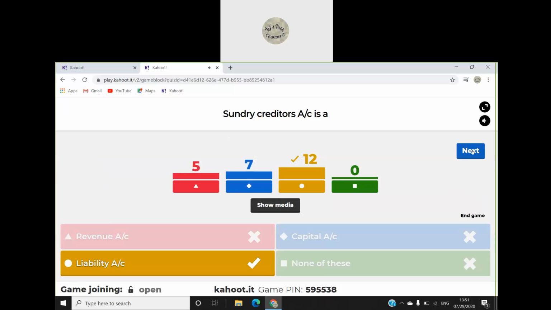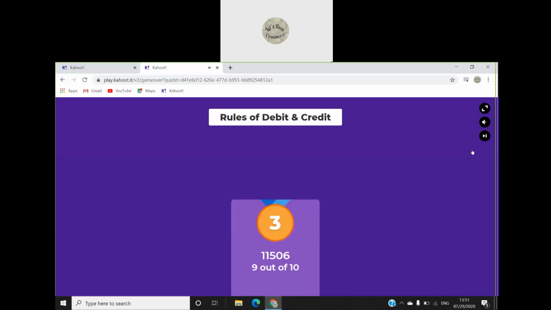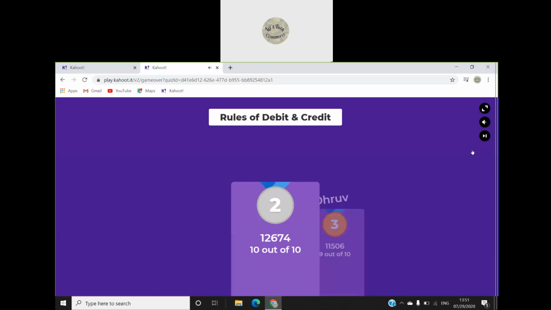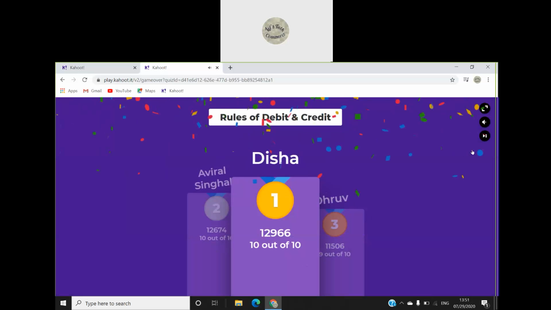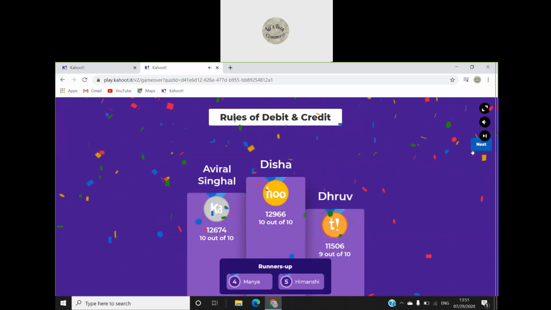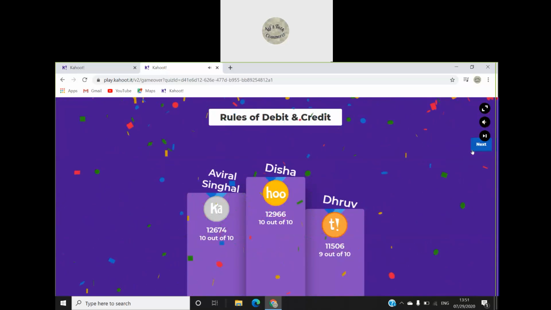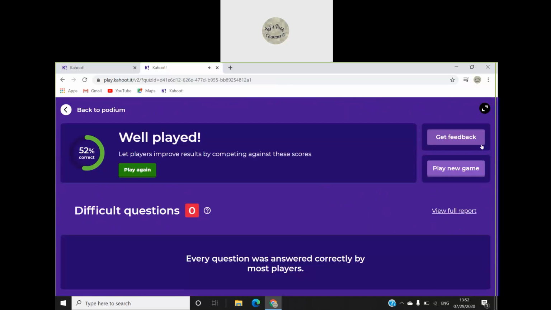I'm going to the podium before it ends. The meeting ends. Yes, we have the podium, and Dhruv is on third. Congratulations, Dhruv. On second, we have Aviral. Very good, Aviral. And on first position, we have Isha. Congratulations to all the winners. And the runners-ups are Manya and Himanshi. Now I'm going to the score of all the students.